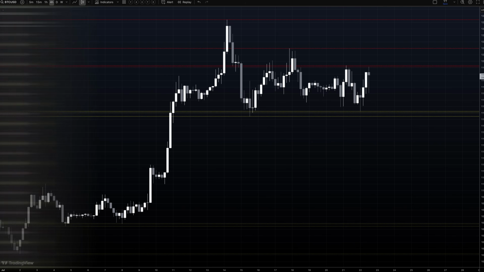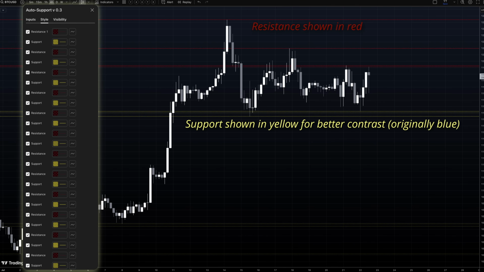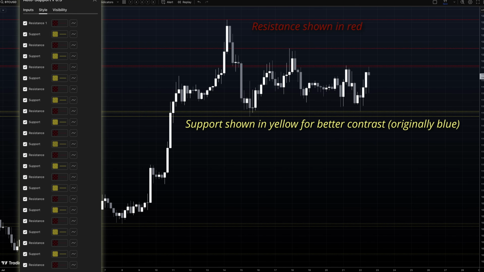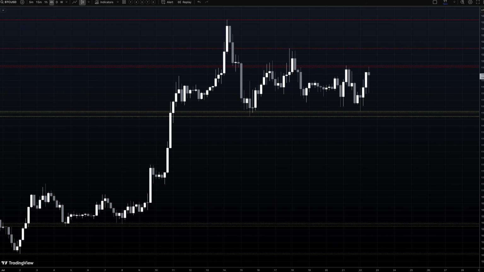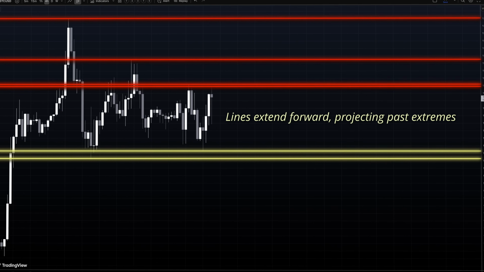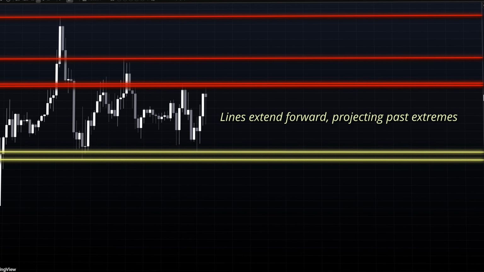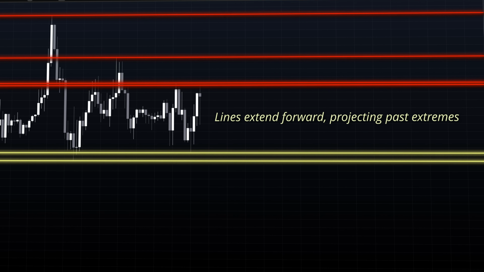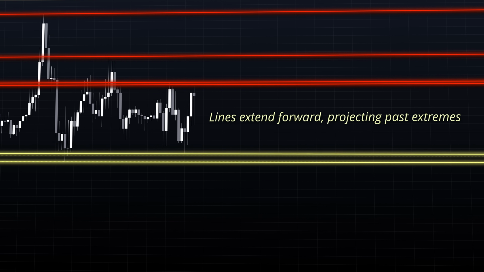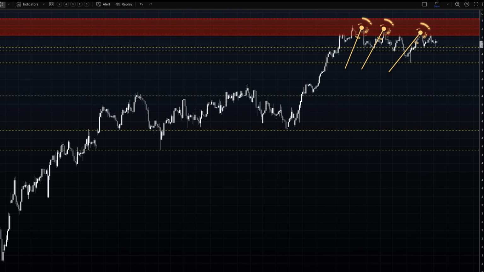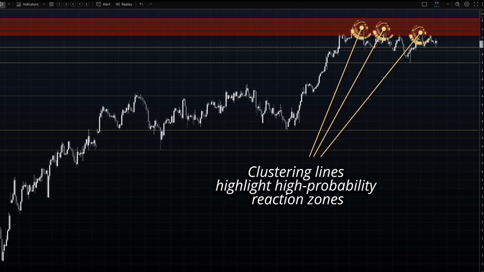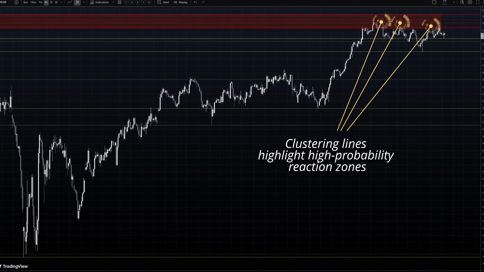The visualization displays resistance levels in red and support levels in blue, with adjustable transparency settings. All lines extend infinitely forward with price tracking enabled, allowing traders to see where historical extremes project into future price action. Traders can use this indicator to identify confluence zones where multiple support or resistance levels cluster together, suggesting stronger probability areas for price reactions.